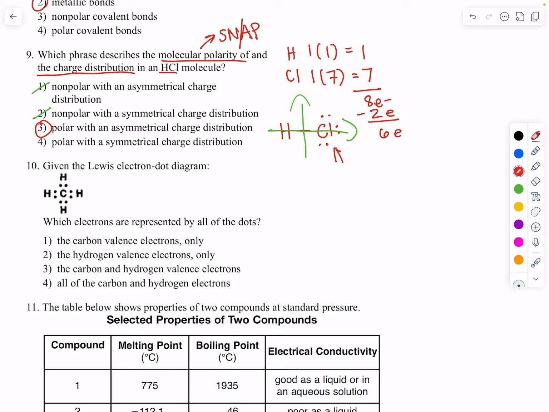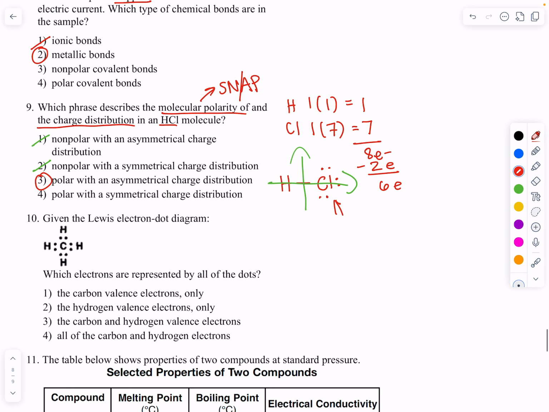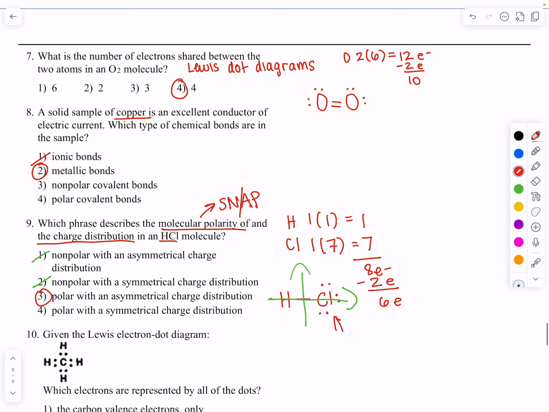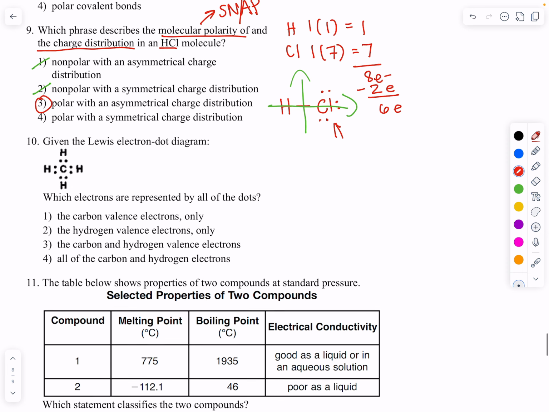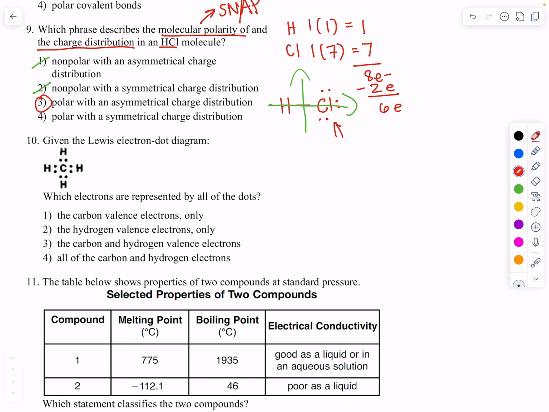Given the Lewis electron dot diagram, which electrons are represented by all of the dots? So just like we've done in the past 2 questions, or 7 and 9, right? You count the number of valence electrons. It's the valence electrons from every element involved. I can double check that. Carbon has 4 valence electrons, and each hydrogen brings 1.